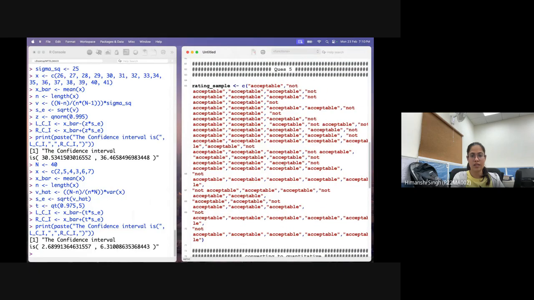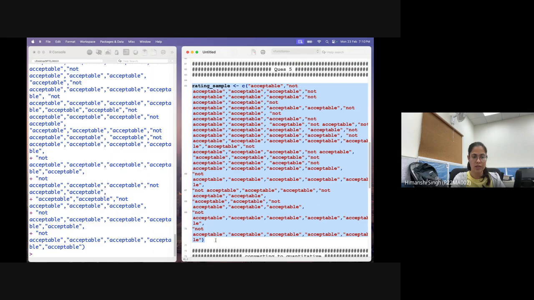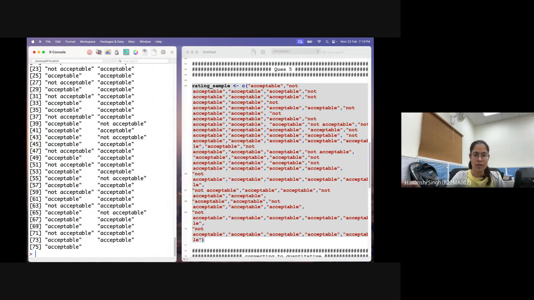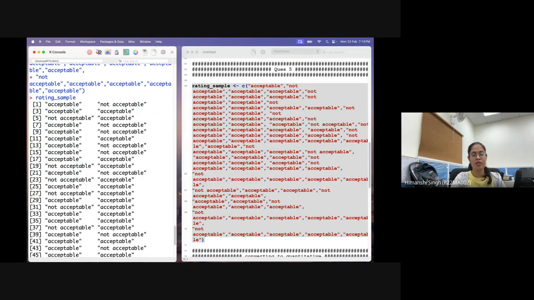So you can just see that this is a rating sample. This is the sample observations of acceptable, non-acceptable from different consumers, and I've stored all the answers in this variable. You can see this is a variable. So let me run it. So this is now my sample, rating underscore sample. Here I have this vector, which consists of character entries. Now if I consider this as a sample, I cannot perform any type of calculation. Fine. Now, what should I do?